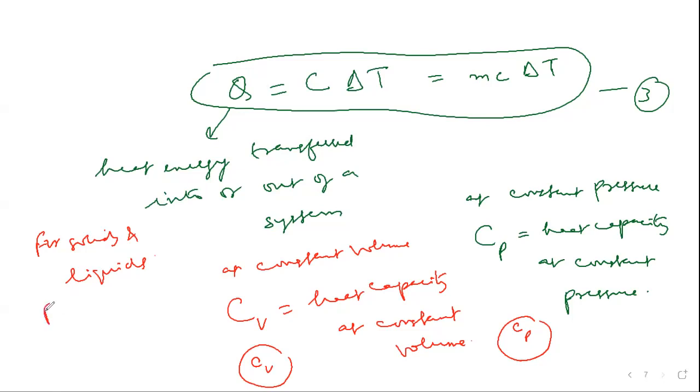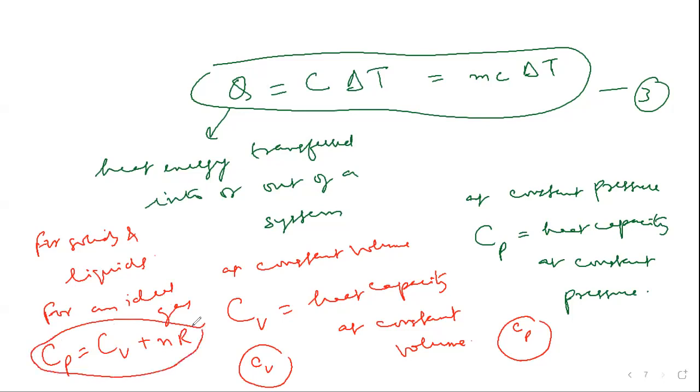You might be knowing this equation. For an ideal gas, we have the relation Cp is equal to Cv plus nR. n is the number of moles, R is the universal gas constant. So for an ideal gas, Cp is greater than Cv by an amount nR, right?